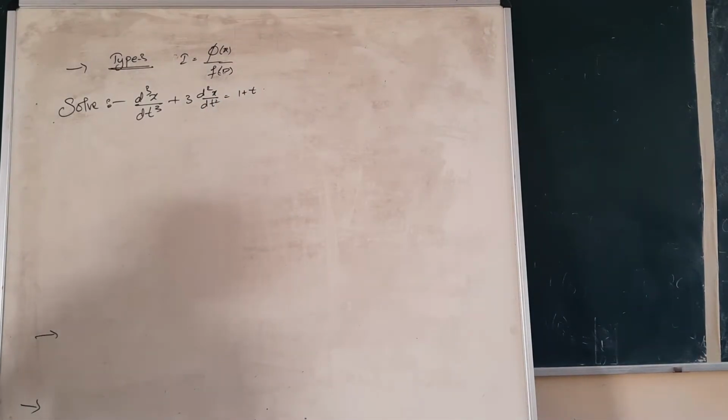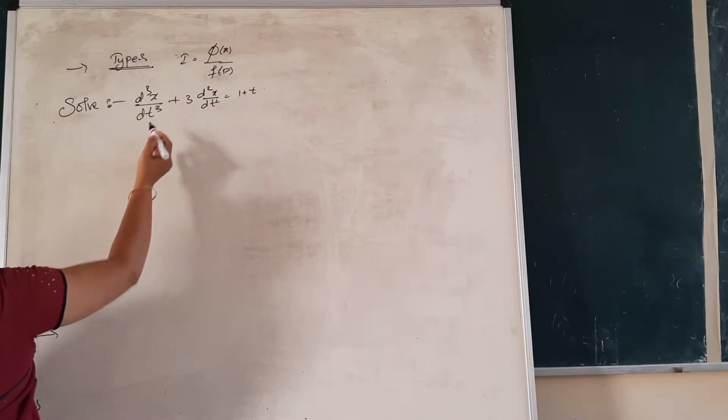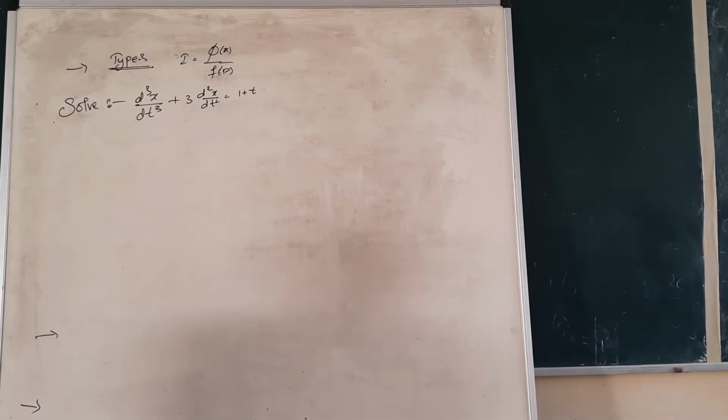So, this is the question. Why will it come from type 3? Because we have a polynomial expression towards the right side. That's why it's going to come for type 3. Okay, but here the dependent and independent variables are different. So, accordingly, you got to take it.